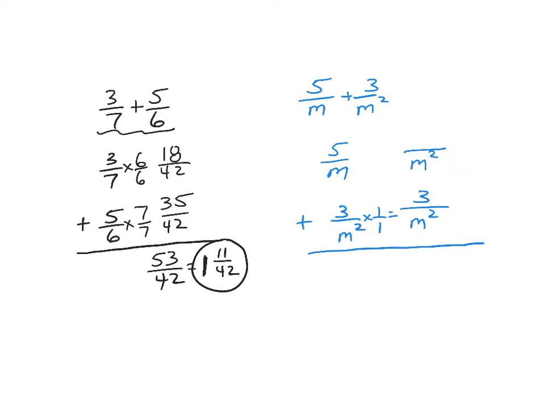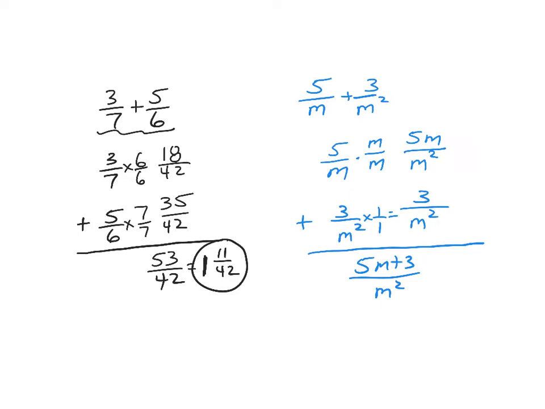But for the top one, I want to get a common denominator of m squared. So I need to multiply by m. m times m would give me m squared. So I need to multiply by m over m, giving me 5m. So now, when I go through and add these together, I have 5m plus 3 over m squared. There's nothing at all that I can do with that.